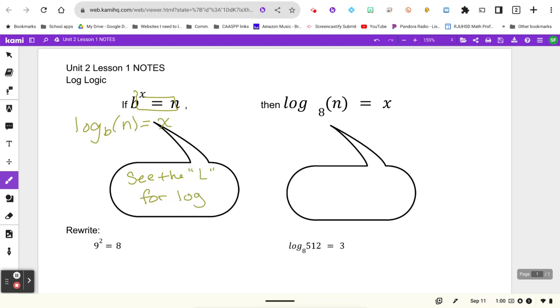Now the next one, we are in a log, so we're going to be changing it to exponential. And we're going to do a big E. That didn't go over all the way I wanted, but there we go. And how we would write it is we're going to take the 8, raise it to the x power to equal n, whatever that is. So we're going to see the E for the exponential form.